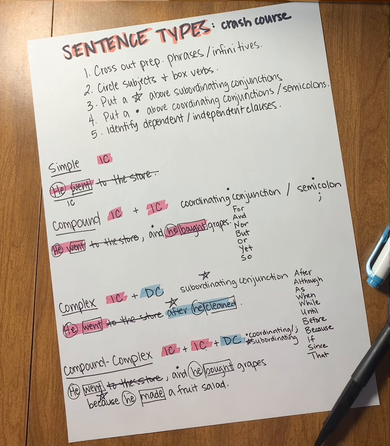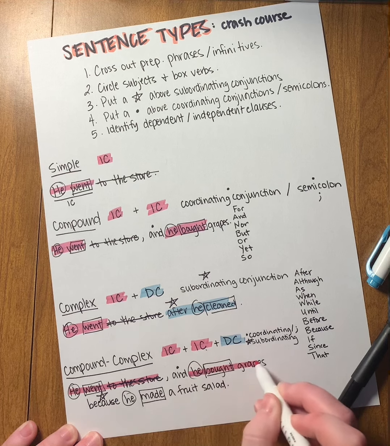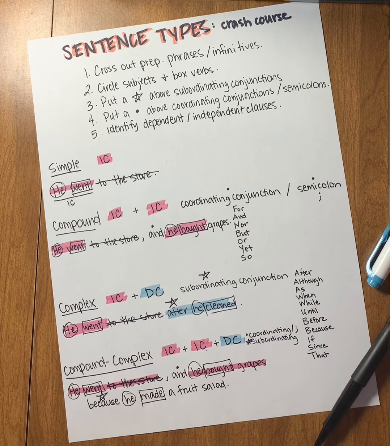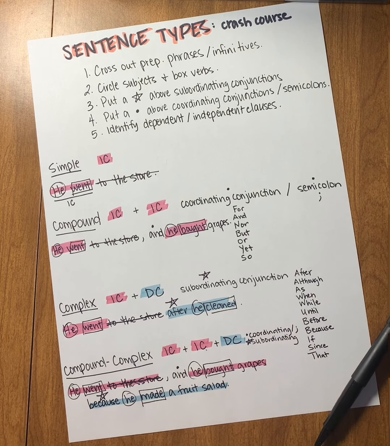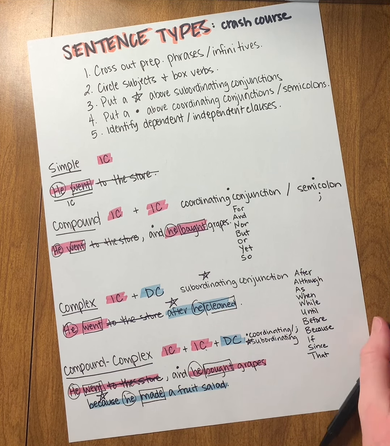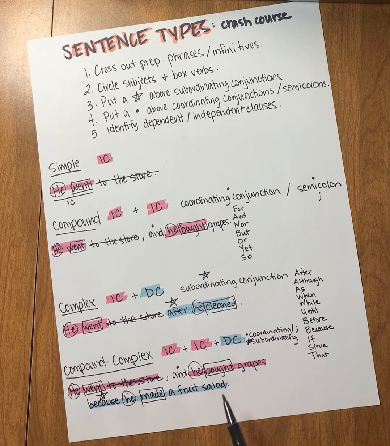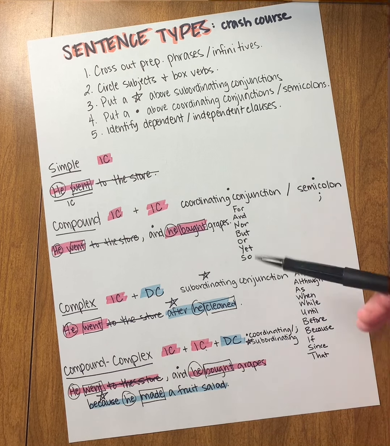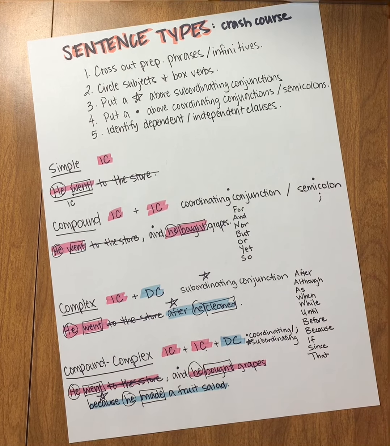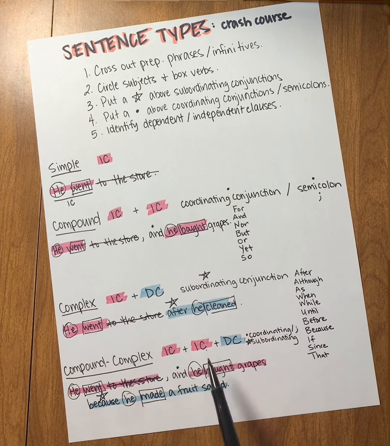So that tells me that I have an independent clause, he went to the store. Have another one, and he bought grapes. But then I have a dependent clause, because he made a fruit salad. Okay, so if I have 3 clauses, at least 2 independent and at least 1 dependent, that's a compound complex sentence. So it's important for you to memorize your lists of conjunctions as well as your formulas so that you know how to identify each type of sentence.